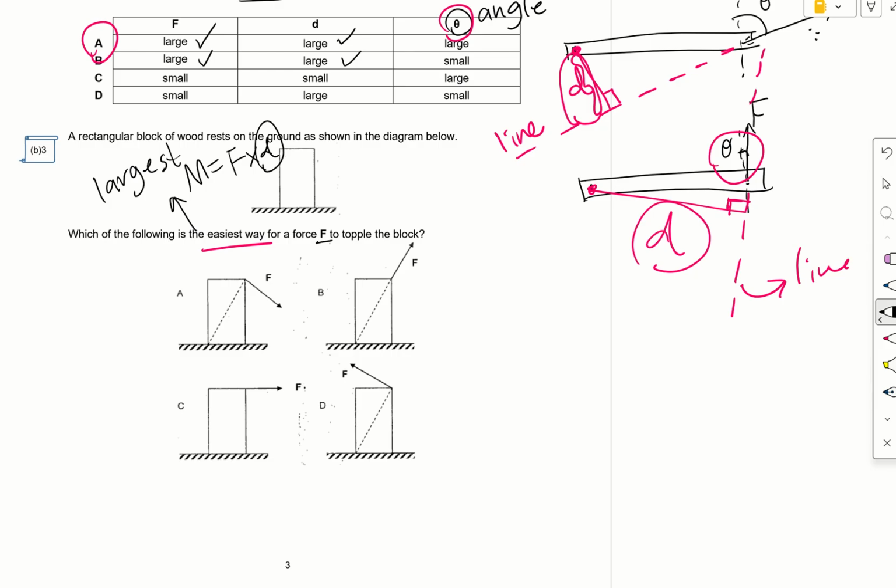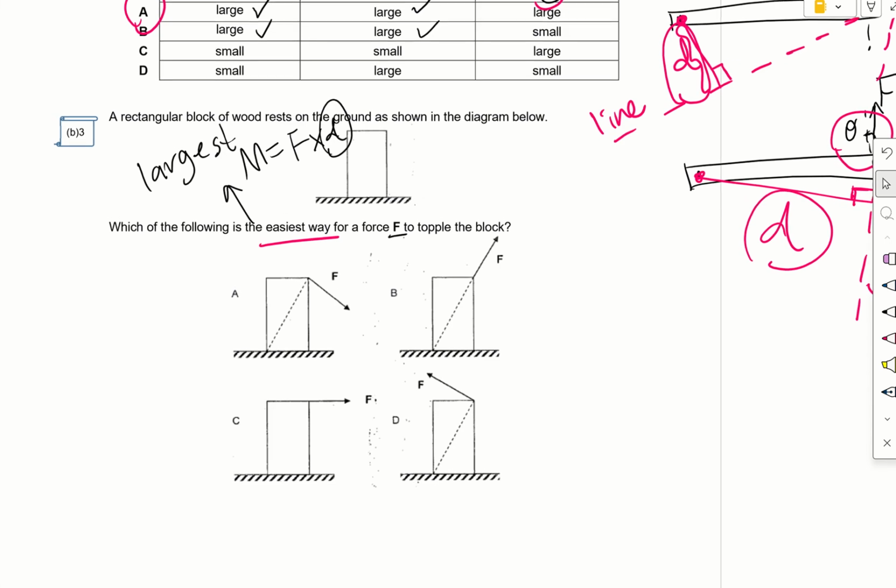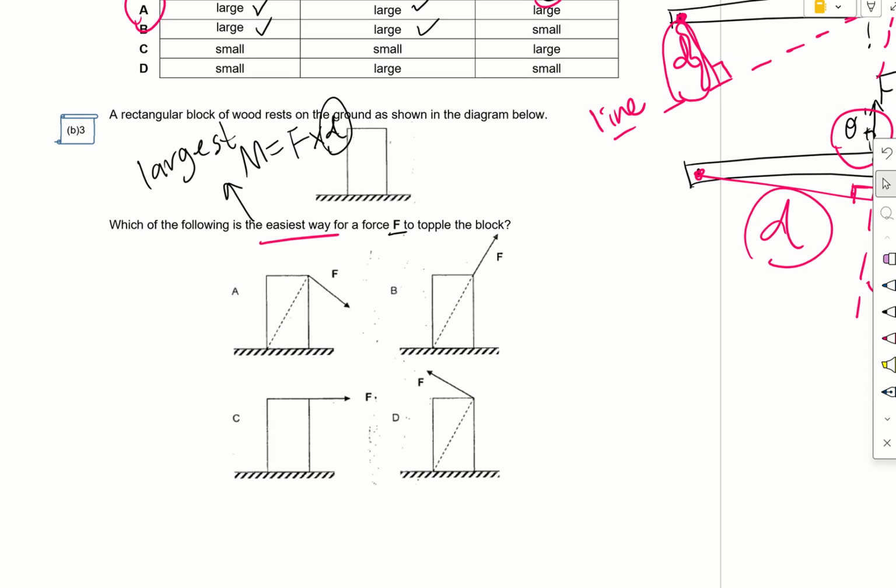This question requires you to have some kind of imagination, or you can even use your pencil case or calculator. Imagine if I were to apply a force this way on this corner. So where will the pivot be? The pivot will be here. Please try it out with a calculator. You set it on a level ground and you apply the force this way. The pivot will be over here.